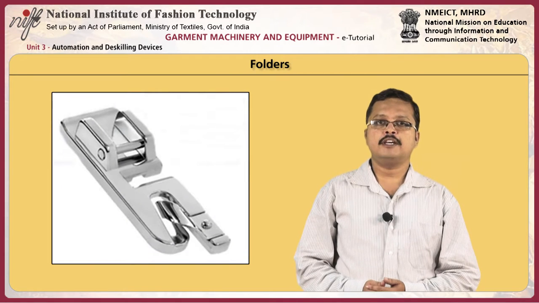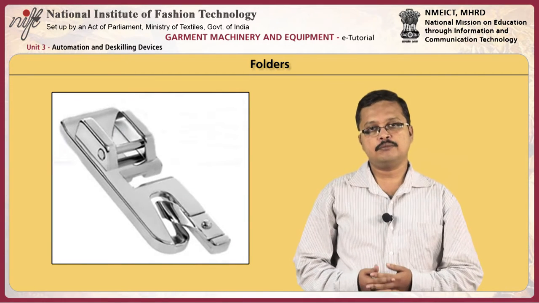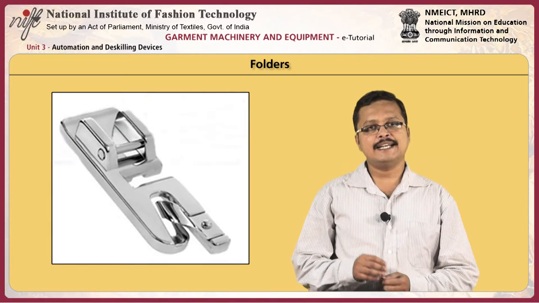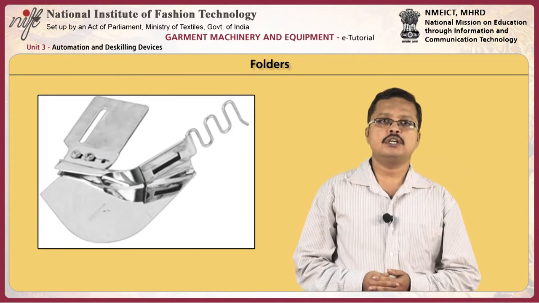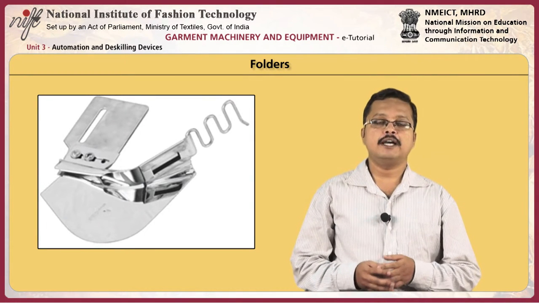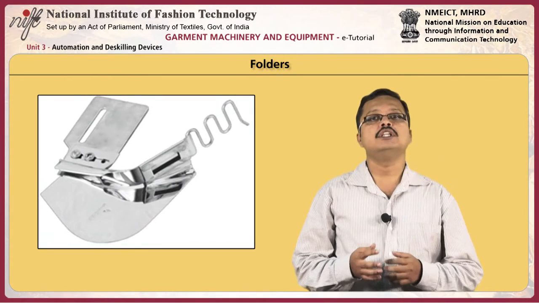Folders are used where fabric must be folded prior to sewing. In most cases, they are separate devices attached to the machine. Where the scale of folding is small, the folder is contained in the pressure foot itself. Folders are mostly used on machines having more than one needle. They are made of highly polished metal over which the material can pass smoothly.